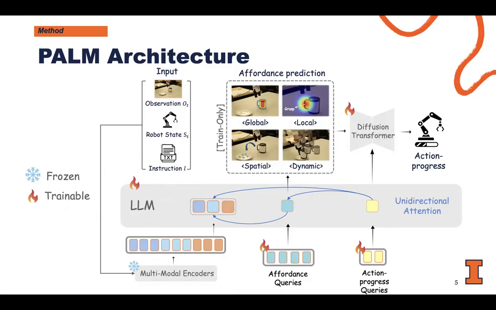The action progress query conditions on the affordance latent and it feeds a diffusion transformer that decodes an n-step action sequence plus a continuous progress scalar. So in one pass, we have where to act, what to do, and how far along.